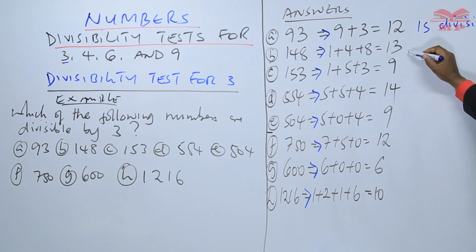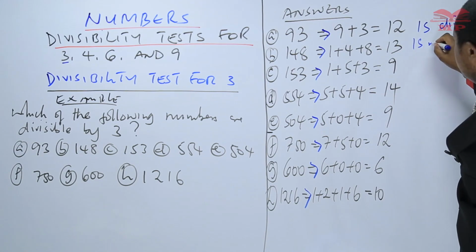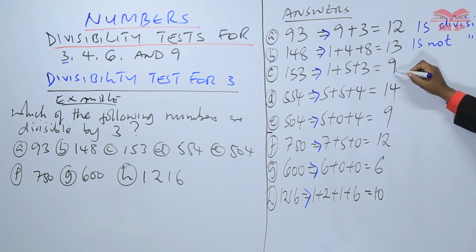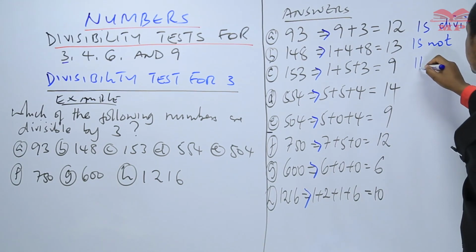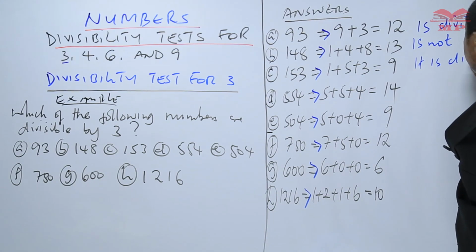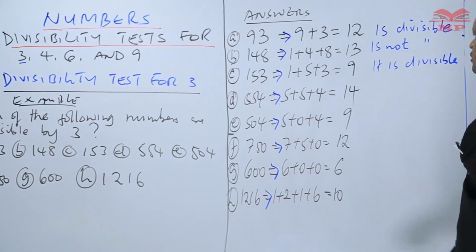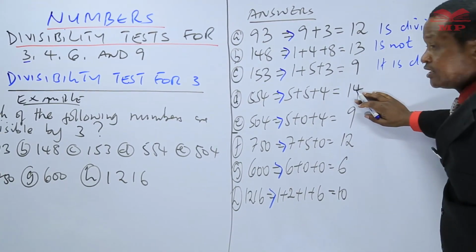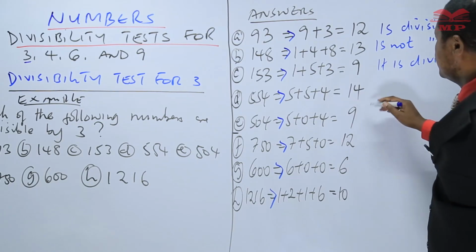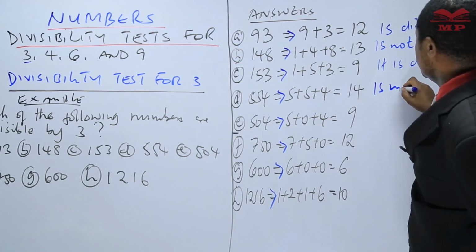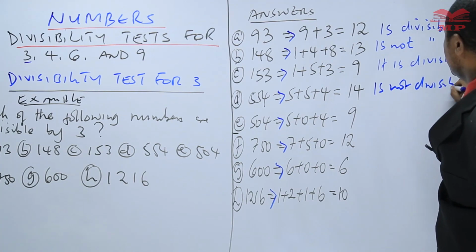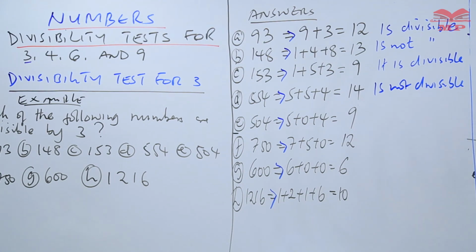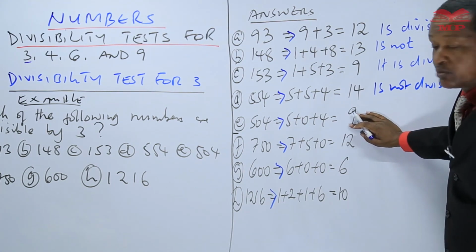13, is 13 divisible by 3? It's not divisible by 3. Is 9 divisible by 3? Yes, it is divisible by 3. 9 is divisible by 3. Is 14 divisible by 3? No, it is not. It's not divisible by 3. How about 9? Yes, 9 is divisible by 3 because 9 divided by 3 is equal to 3.